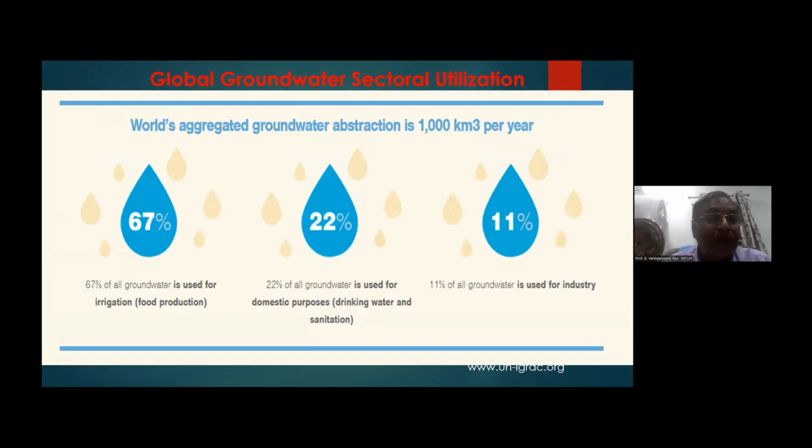Then 67% of all groundwater is used for irrigation. This is another dimension: the world's aggregated groundwater abstraction. Of course, it is 1,000 cubic kilometers. As I already told, Asia uses 1/3, whereas India itself is 1/4. And then 22% of all groundwater is used for domestic purposes. That means when you compare to agriculture, domestic use is really less worldwide. Only 11% is used for industry. So this is another dimension of looking at groundwater.